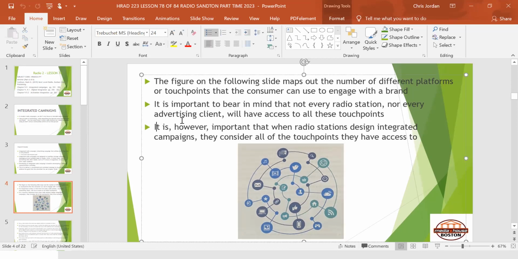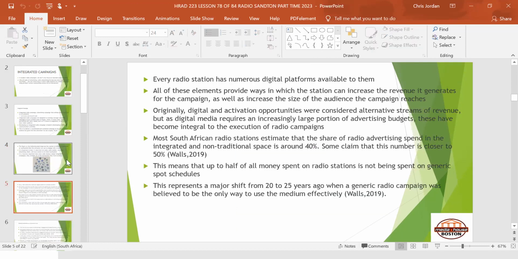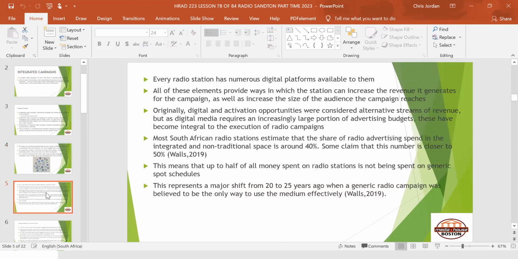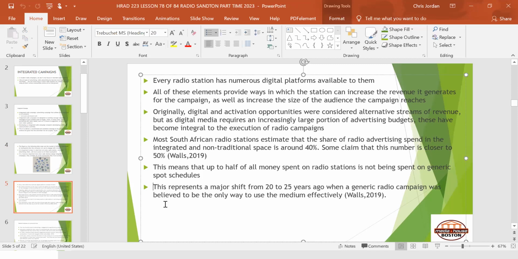It is, however, important that when radio stations design integrated campaigns, they consider all of the touch points they actually do have access to. Then watch which ones we do actually have, and our focus should be there.